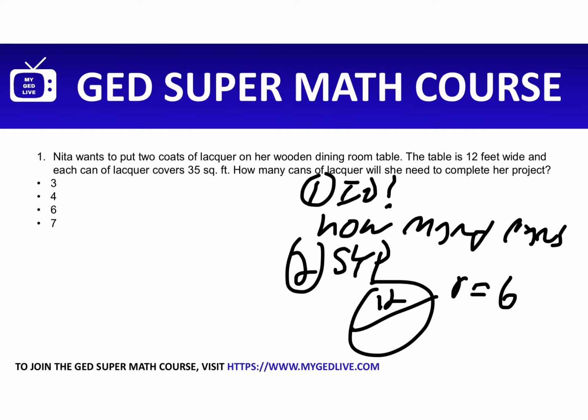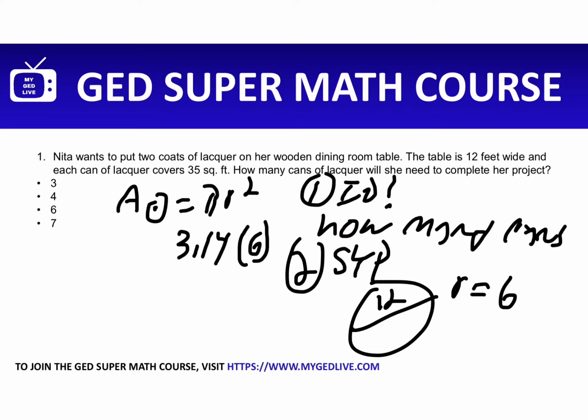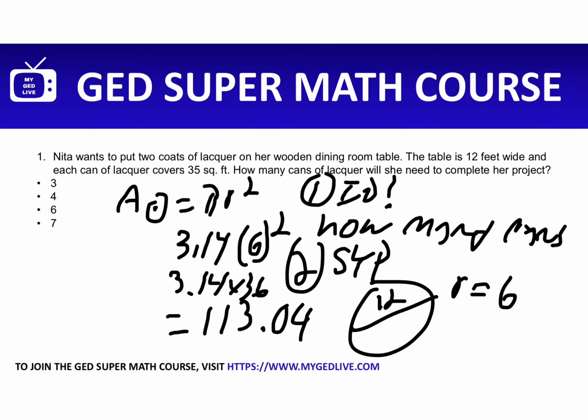And then we know what the formula for area of a circle is, pi r squared, right? So we're going to go ahead and take pi, 3.14, and then we're going to put in radius, which is 6 squared, and that gives us 3.14 times 36, which gives us 113.04.